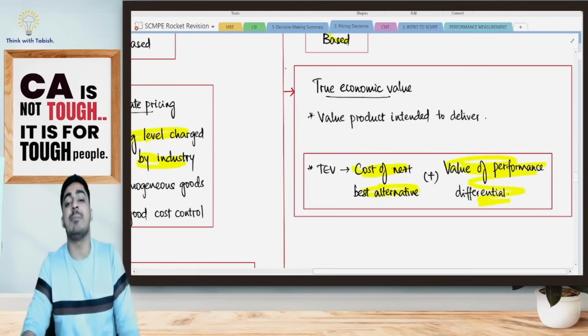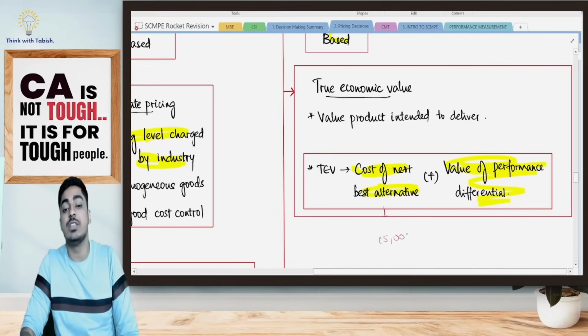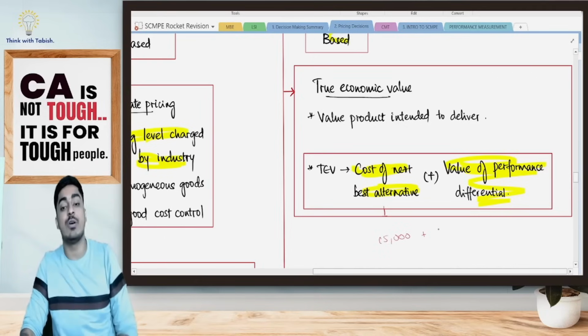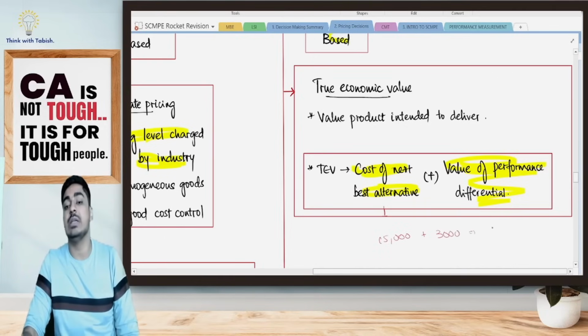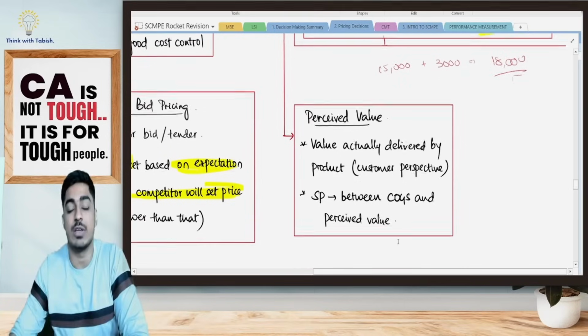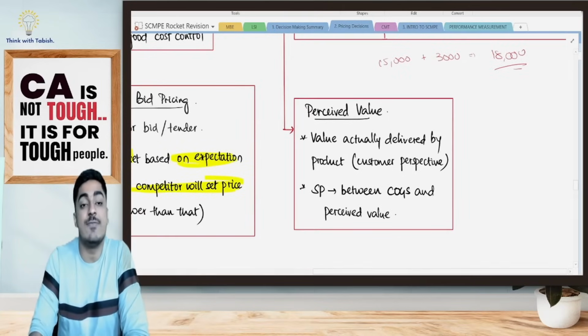Say, for example, MI came up with a new phone. They're telling, see, the Oppo phone is there, whose selling price is 15,000. We came up with a better camera, whose value is 3,000 extra. That means this mobile is giving you a benefit of 18,000 rupees. That is the true economic value.